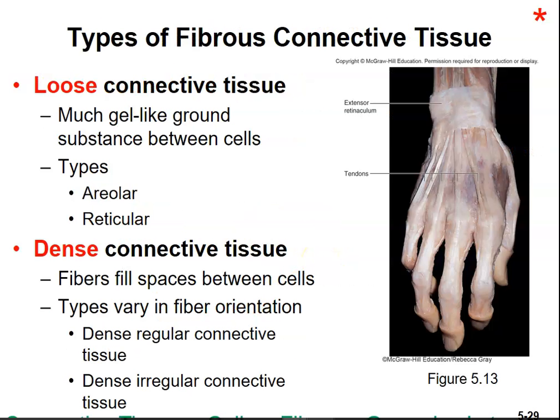Fibrous connective tissue is a big subcategory of connective tissue. Under that category, we have subcategories here. We have loose or dense connective tissue. The loose one, we have further smaller groups here. The loose connective tissue is also subtyped into areolar and reticular tissue. The dense connective tissue is classified into dense regular or dense irregular.